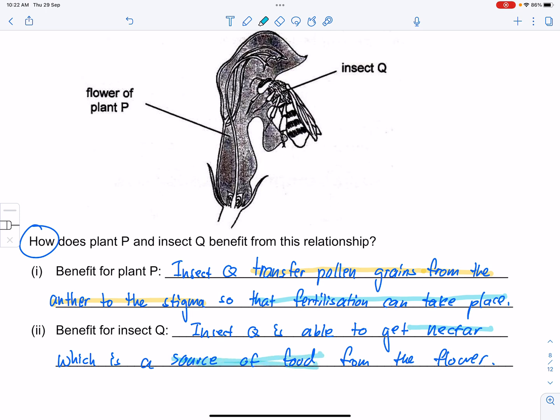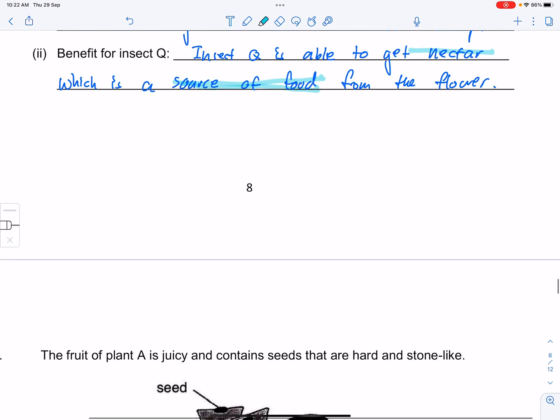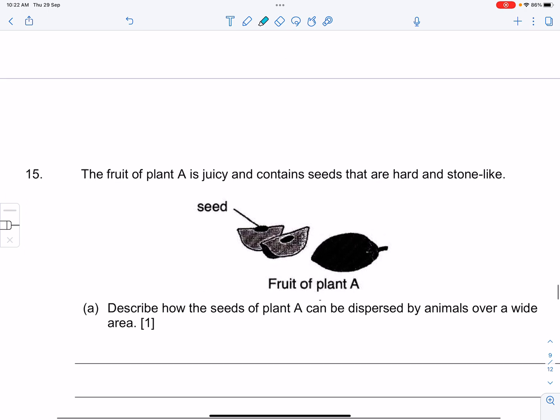So some of you have gone to say, oh, to make honey. Okay, that's great. But some of you told me, oh, insect Q can get honey from the plant. That's not correct. You can get nectar to make honey, but you don't get honey from the plant. Alright, so that is something you need to be careful of because that's factually inaccurate. In exam, alright, you will get a deduction of half mark for saying something that is not correct. Okay? Next.